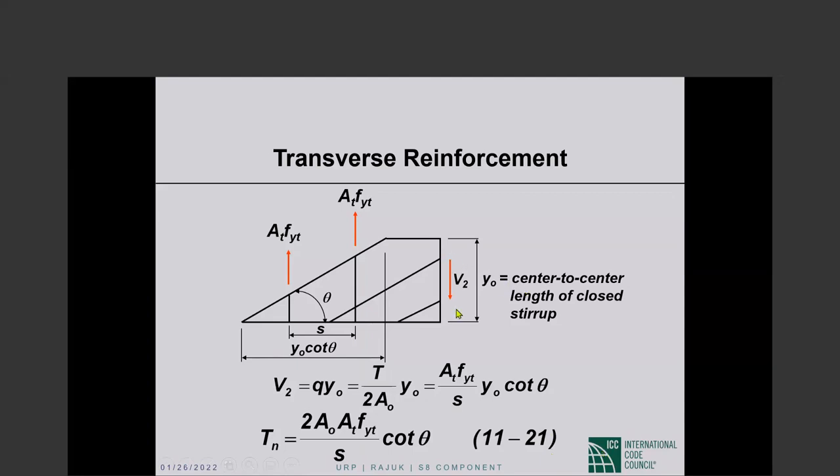So now V sub 2 is the shear flow multiplied by the dimension y sub 0 from the center line to the center line of the reinforcement. Okay. The q, we said at the very beginning, from strength of materials is T divided by twice A sub 0. So V sub 2 is equal to that.